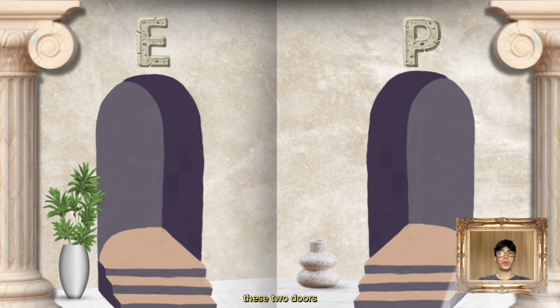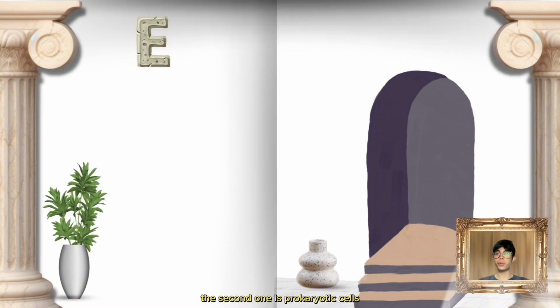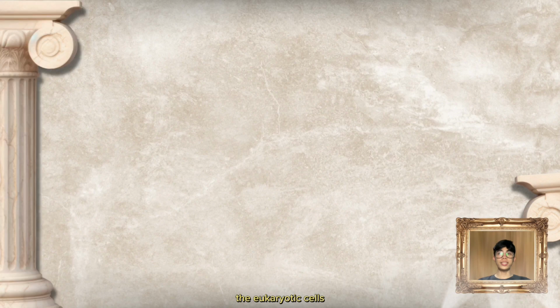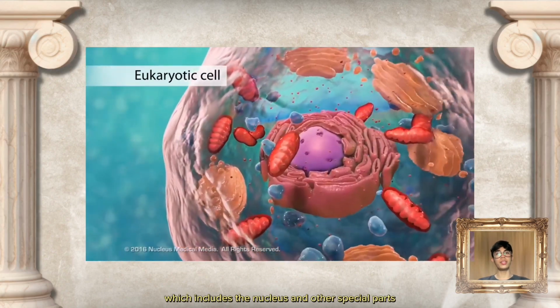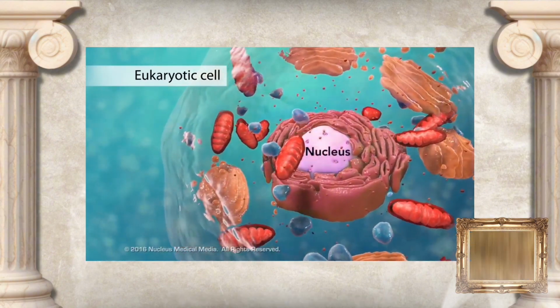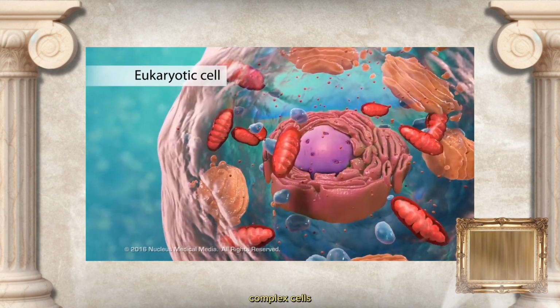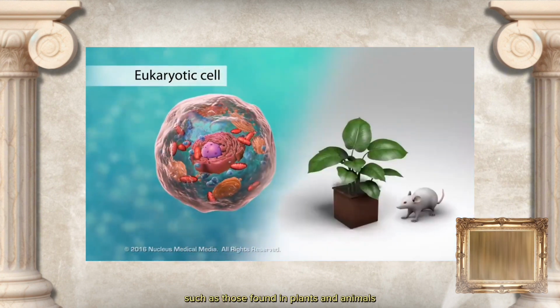Now, these two doors actually represent two categories of cells. The first category is eukaryotic cells, and the second one is prokaryotic cells. Eukaryotic cells have organelles, which include the nucleus and other special parts. They are more advanced, complex cells such as those found in plants and animals.